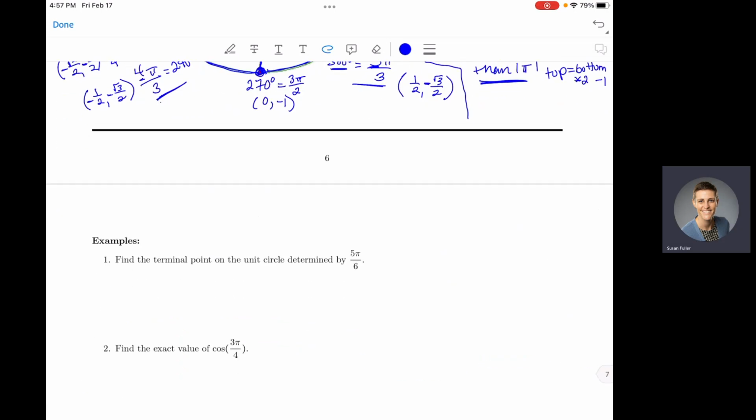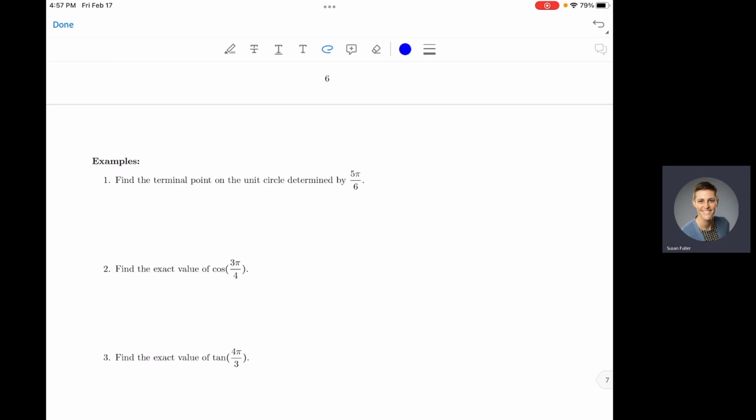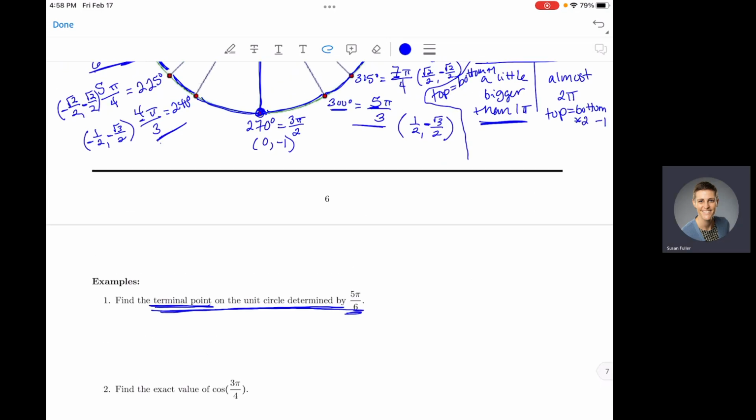Okay, so how do we use this? Here it says find the terminal point on the unit circle determined by 5 pi over 6. The terminal point on the unit circle, that means the ordered pair that's on the terminal side of the angle 5 pi over 6. So I'm going to come up to my unit circle.